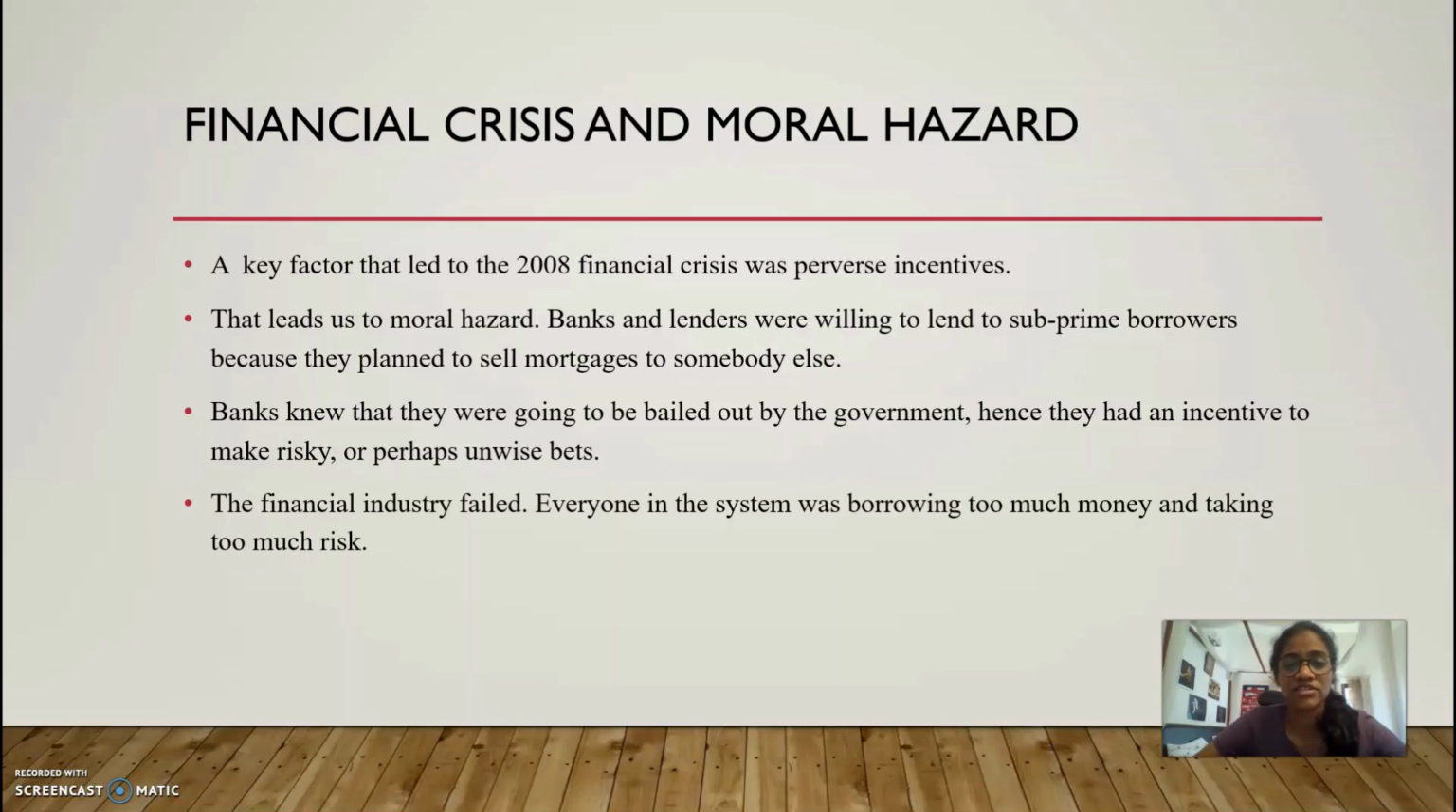This leads us to moral hazard, which is basically when a person bears more risk than they're supposed to, as they feel they can pass on the risk to somebody else. And so because of this, banks and lenders were willing to lend to subprime borrowers, as they planned to sell the mortgages to somebody else. Everyone thought that they could always just pass on the loan or the risk, and hence they wouldn't have to suffer. And this concept kept going on, and banks also knew that they would be bailed out by the government if at all they entered into bankruptcy or financial crisis. And ultimately, this led to the failure of the financial industry, which led to the 2007-8 financial crisis.